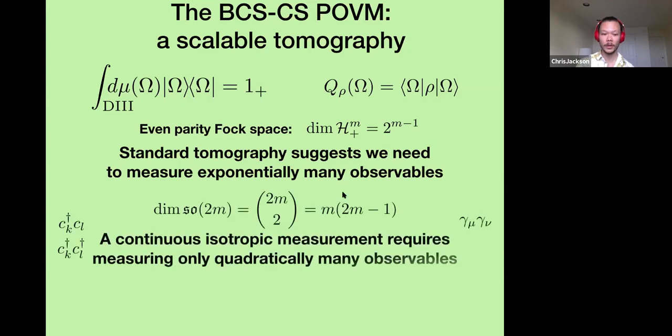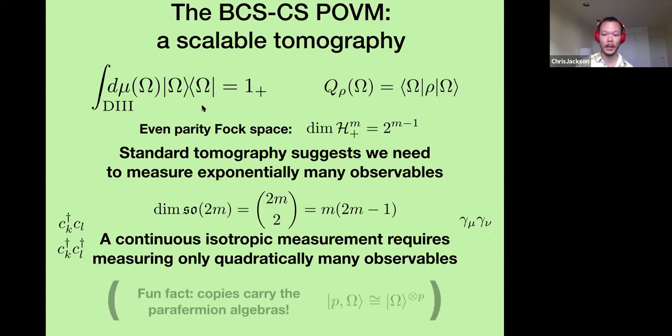But wonderfully, I'd like to point out that this isotropic measurement actually only requires you to measure quadratically many observables. And in fact, this measurement is still tomographically complete in the even parity sector. This is a reason why you might be interested in this kind of measurement. Just to reiterate, the observables you're measuring isotropically are these quadratic observables in the fermion operators, and measuring them continuously, you implement this POVM, which is great.